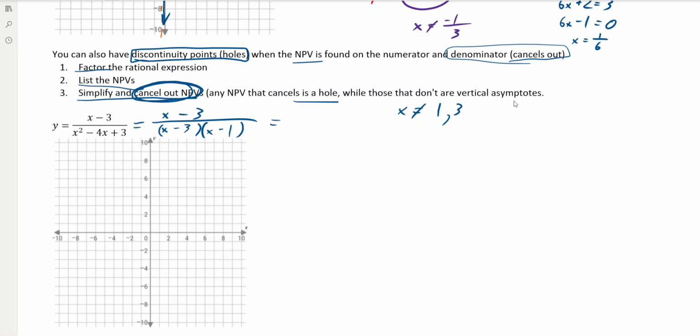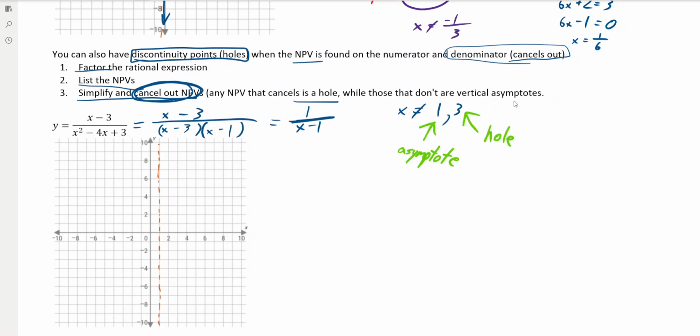Okay? But if we keep simplifying here, it's 1 over x minus 1, which means that this is actually the asymptote. So this is an asymptote, whereas this one canceled out, and this is a hole. So let's just make sure we do that right. So asymptote at 1. Okay, and a hole at 3. So we're going to have to watch for that one in a moment here.